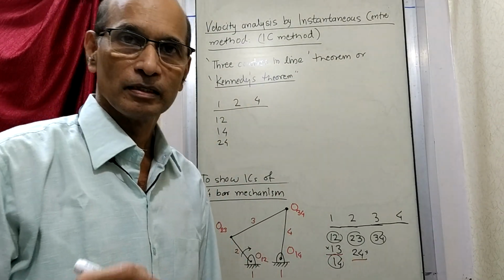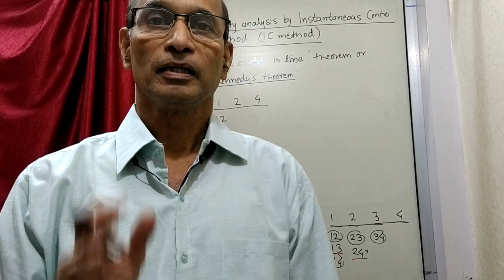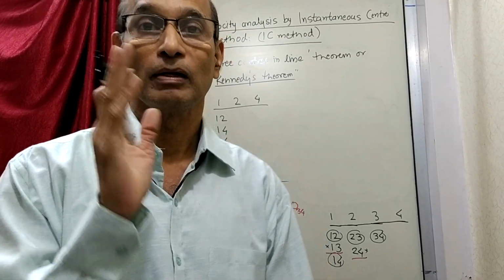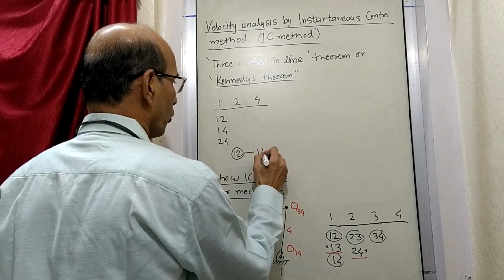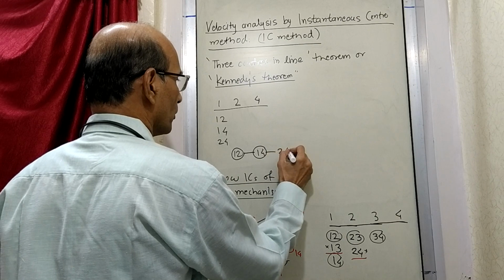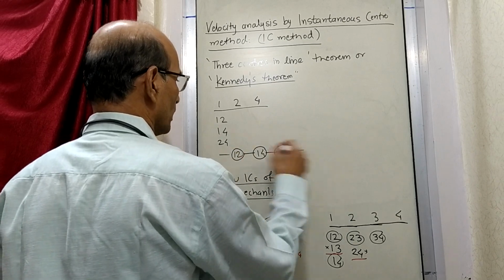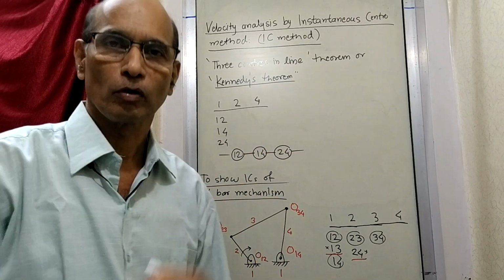Now the rule says, when 3 bodies have planar motion, their instantaneous centers lie in one line. That means 1, 2, 1, 4 and 2, 4, they will lie in one line. 1, 2, 1, 4 and 2, 4, they will be in one line.